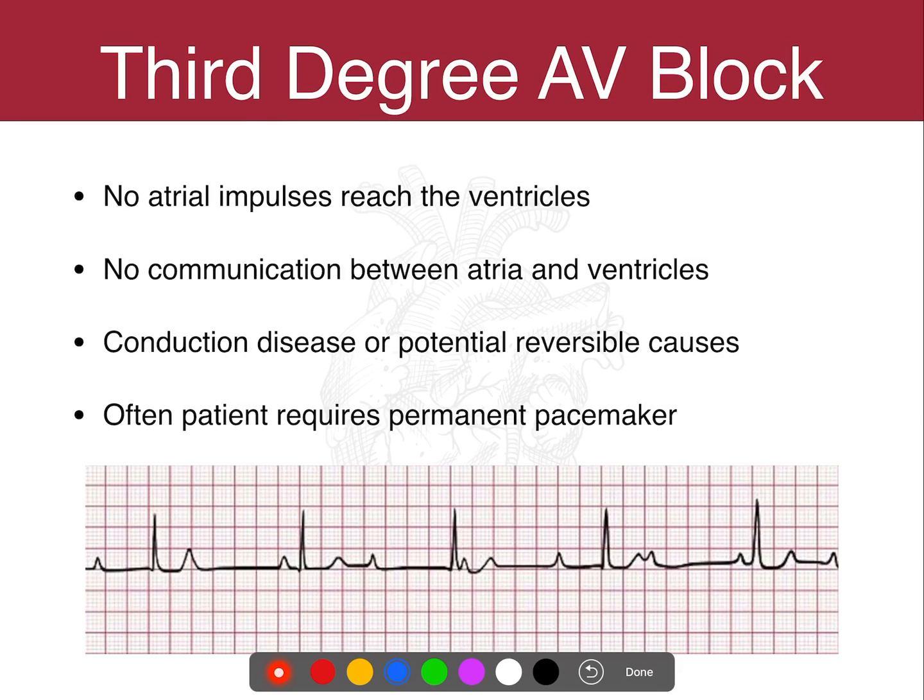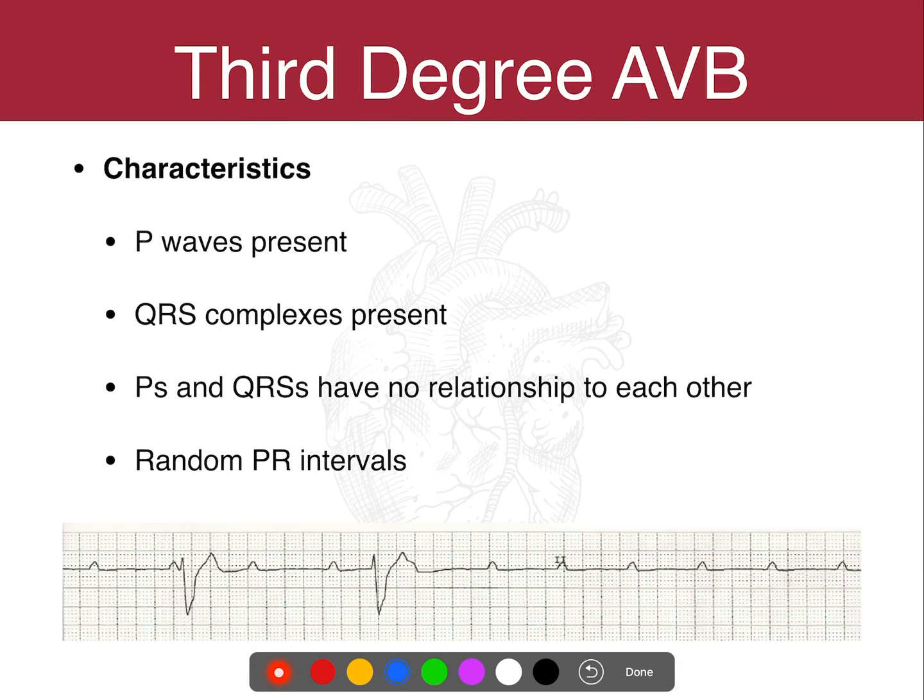This is usually because of some type of conduction disease, although there are some potential reversible causes, again, medications being one of those. Oftentimes, especially if there's conduction disease present, these patients are going to require a permanent pacemaker in order to make things right. So here are the characteristics of third degree AV block.